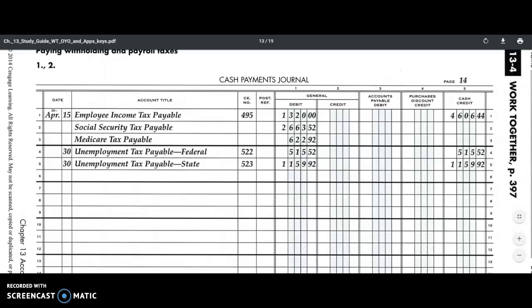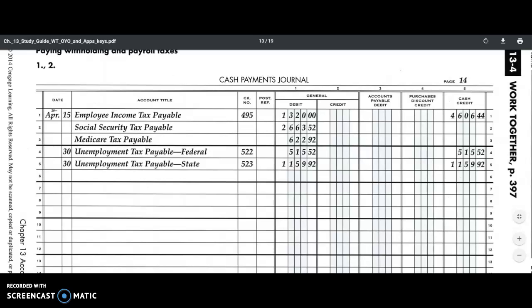If we read through the first paragraph, it tells us when we went through that little worksheet, we figured out what we owed for federal unemployment tax was $515.52, and for state unemployment tax was $1,159. So our first step is to prepare a journal entry for the payment of the withheld taxes. We pay these monthly.